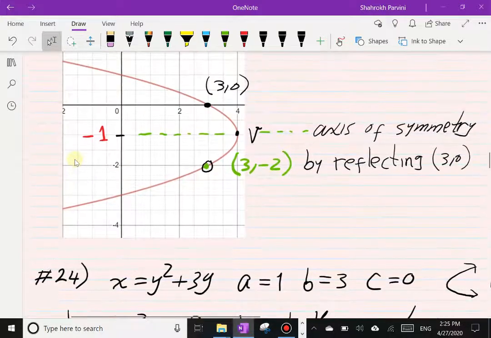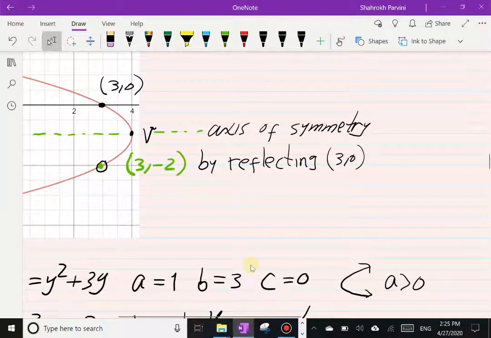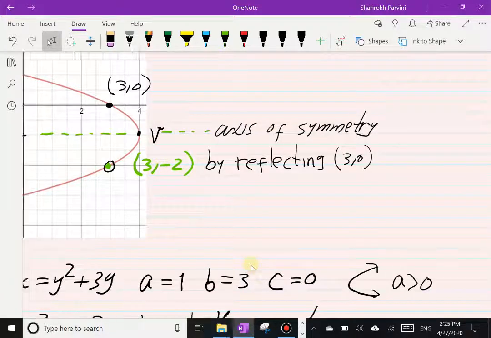Now let's take a look at this one. Exercise number 24. x is equal to y squared plus 3y. For this one, again, you can see A is 1, B is 3, and there is no constant here, so C is 0. Because A is positive, we know that this parabola is going to open to the right.